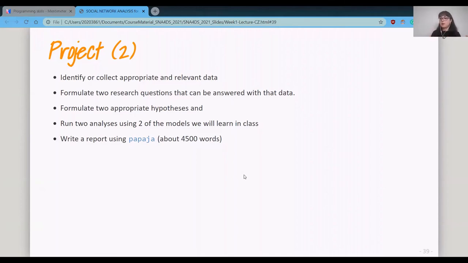When you are there, you see what you can do with this data, and you formulate two hypotheses. You already formulated the research question. Then you will use two of the models that we teach you in this class to answer this research question and to test these hypotheses. When you are done with that, you will write a report all together in the group that is about 4,500 words. You will use a template that we will provide, written in this R package called Papaya. And this is super easy. Don't worry about that. Okay. Any questions so far?